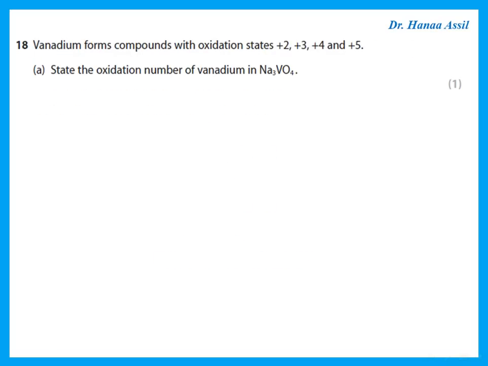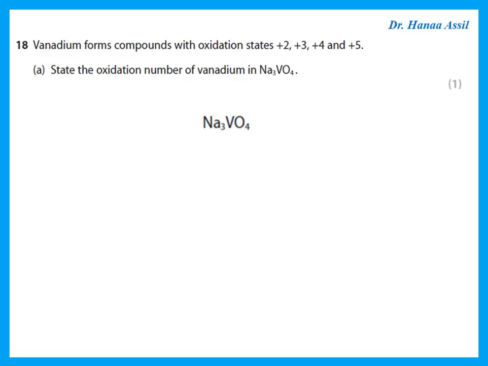Vanadium forms compounds with oxidation states +2, +3, +4, +5. What is the oxidation number of vanadium in this compound? So I have this compound Na3VO4. How do we determine the oxidation number of vanadium?